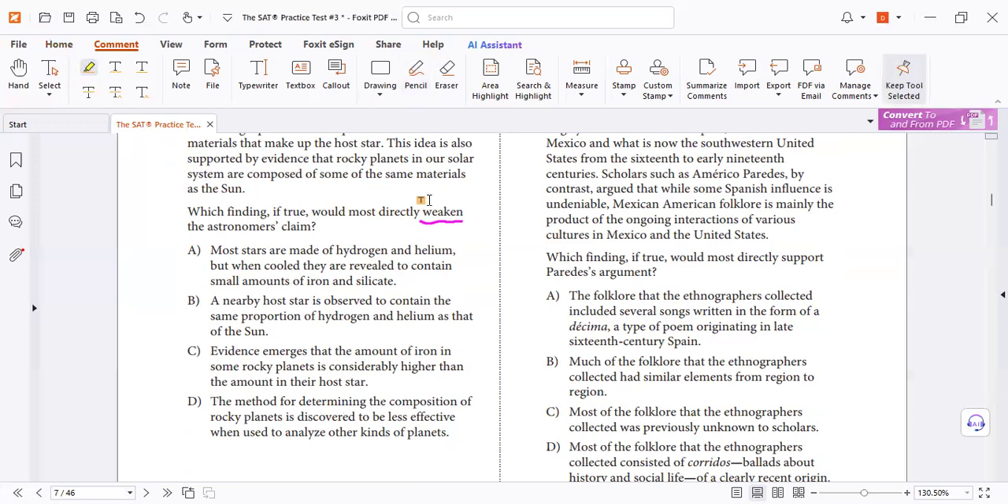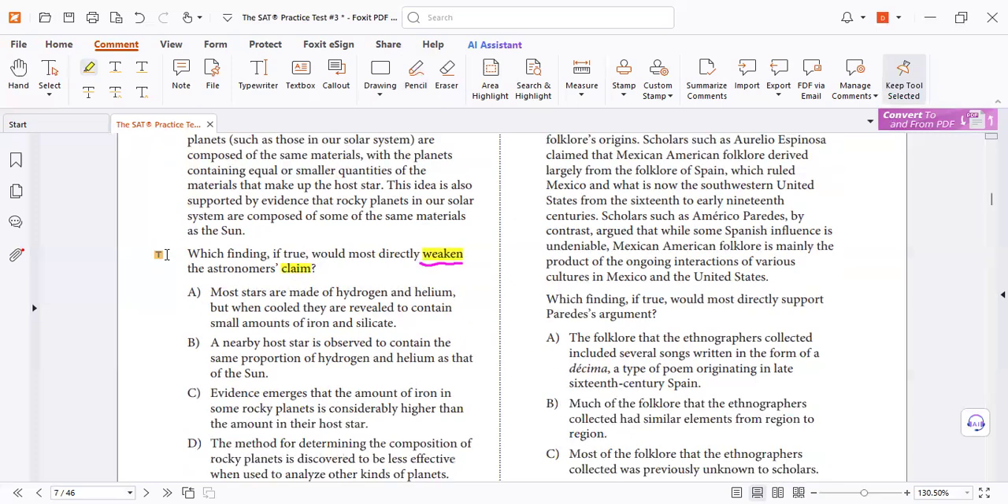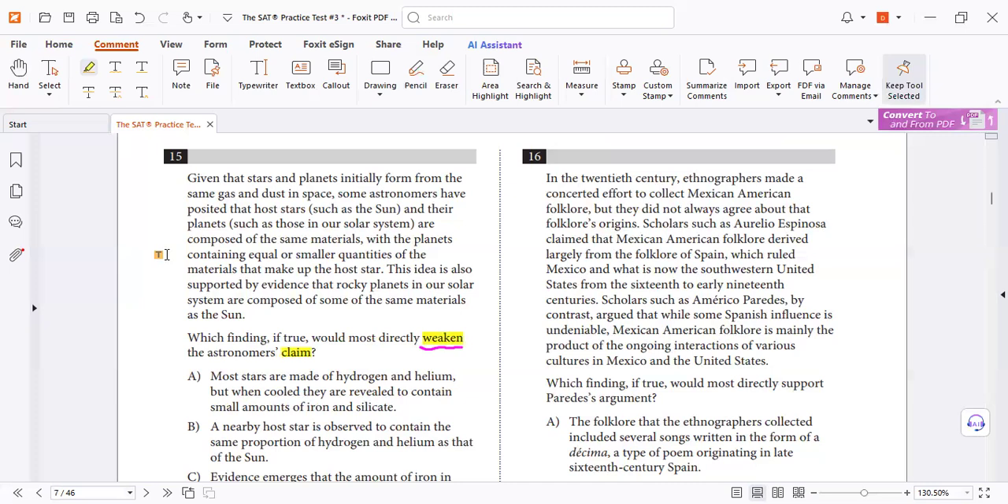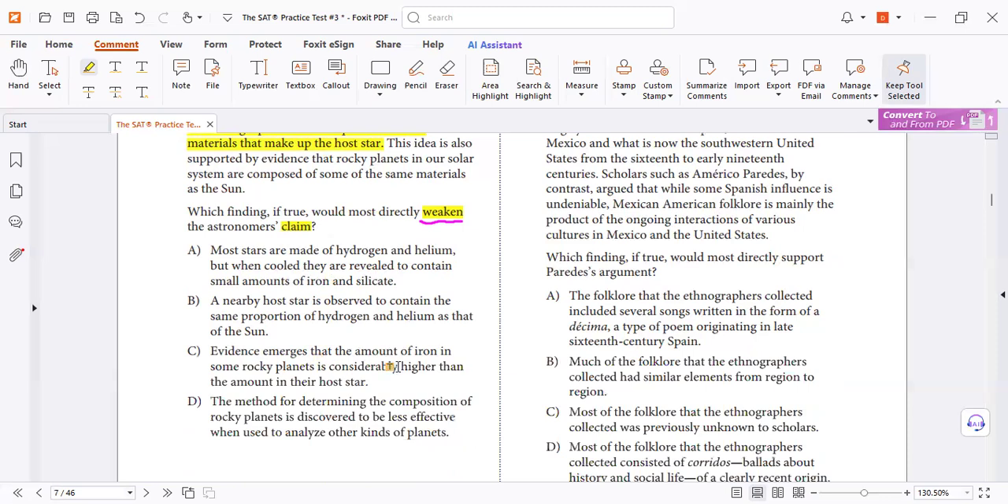Remember something. We need something opposite to the claim. What is the claim? It is that the rocky planets, given that when we give you information, the host stars and the planets have equal or smaller quantities of the material that made up the host star. Yes or no? What is the opposite? To be higher. He said equal or smaller, not higher. What is the opposite? Weaken is higher.